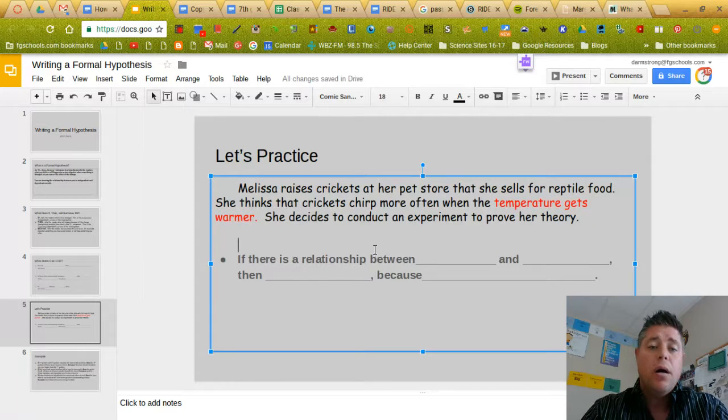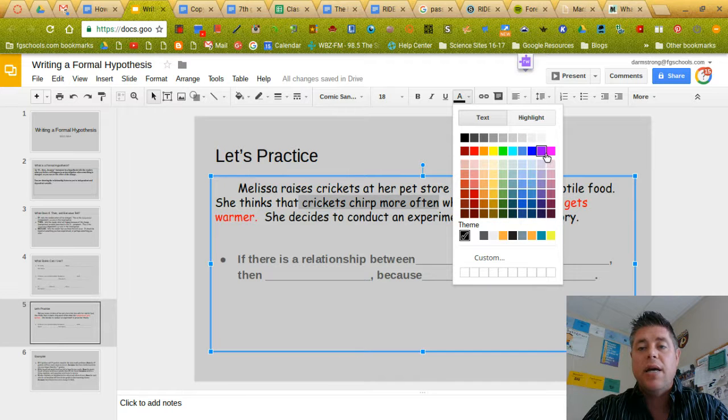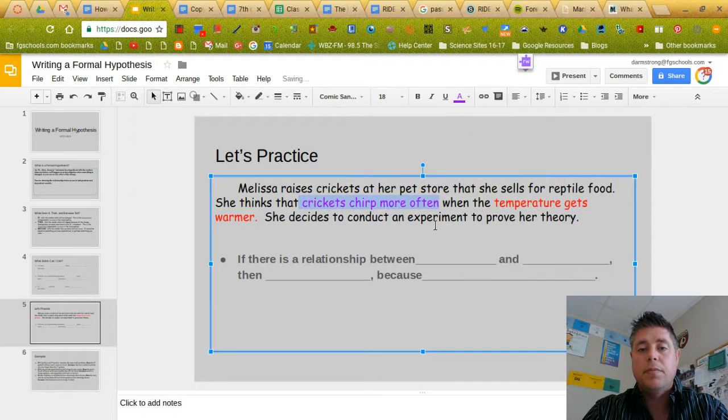Now, what's my dependent variable? What's going to be the result of this change? What's going to be the effect of this change? What data am I going to be collecting? I'm going to look at how often the crickets chirp. So let's identify this guy in purple. Okay, that looks like a good color that we can see. So once I can identify my variables, I can make a pretty good hypothesis here.